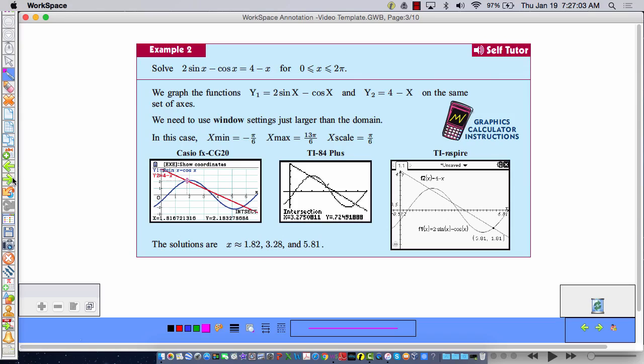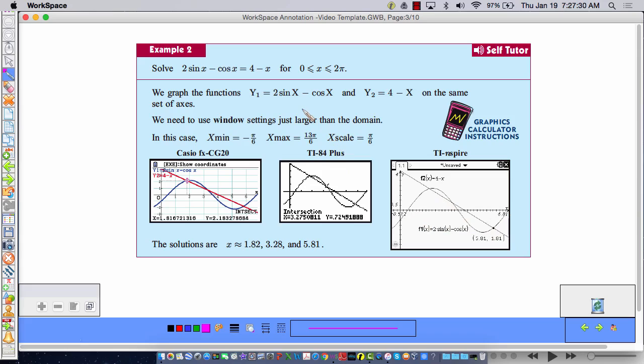Here's a first example. Solve 2 sine x minus cosine x equals 4 minus x for 0 less than or equal to x less than or equal to 2 pi. We use the Inspire, so we should set our calculator to see from 0 to 2 pi, one period or so.